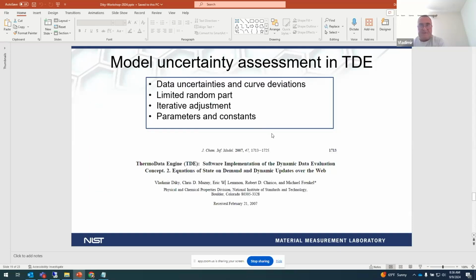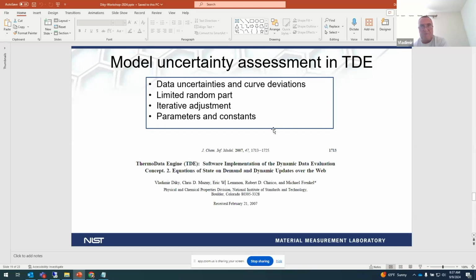And the method is, in probably the most convenient way, described in the famous book Numerical Recipes, and the codes are also given there. We modified this method. We combined both data and believed data uncertainties and curve deviations, and we limit the amount of random error.